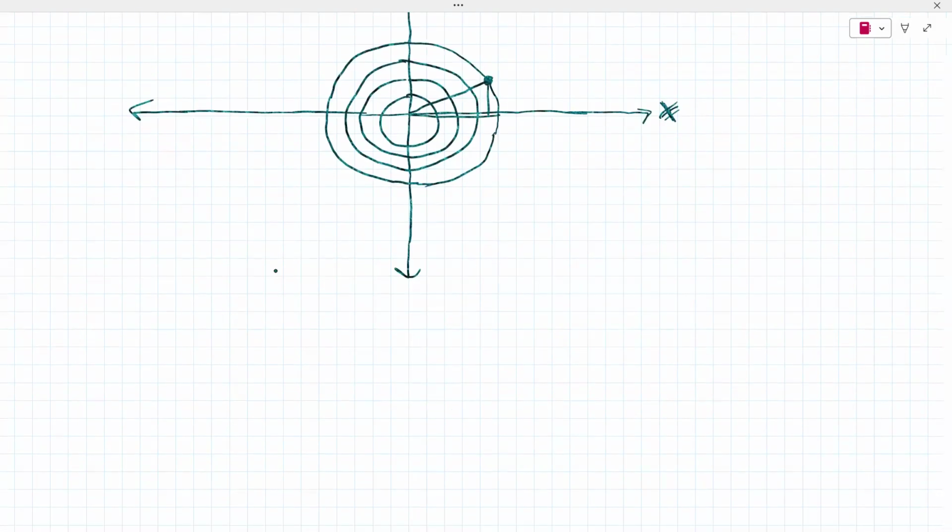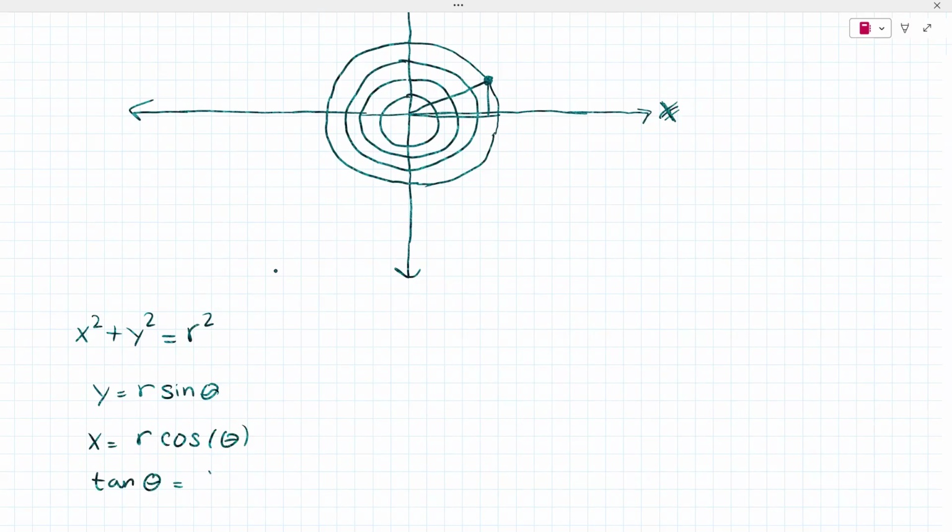So what do we know? We know that our formulas are x squared plus y squared equals r squared. We also know the y coordinate is r times sine theta. And we also know that x equals r cosine theta. And we also know that tan theta is y over x.